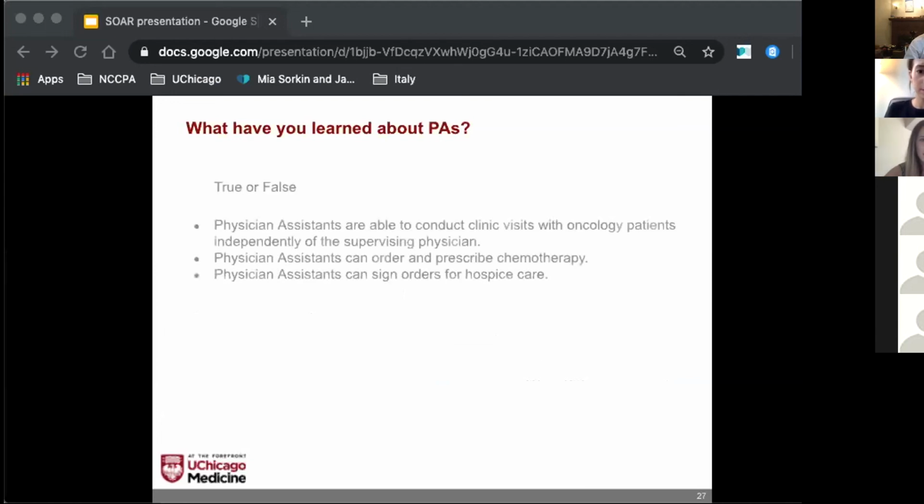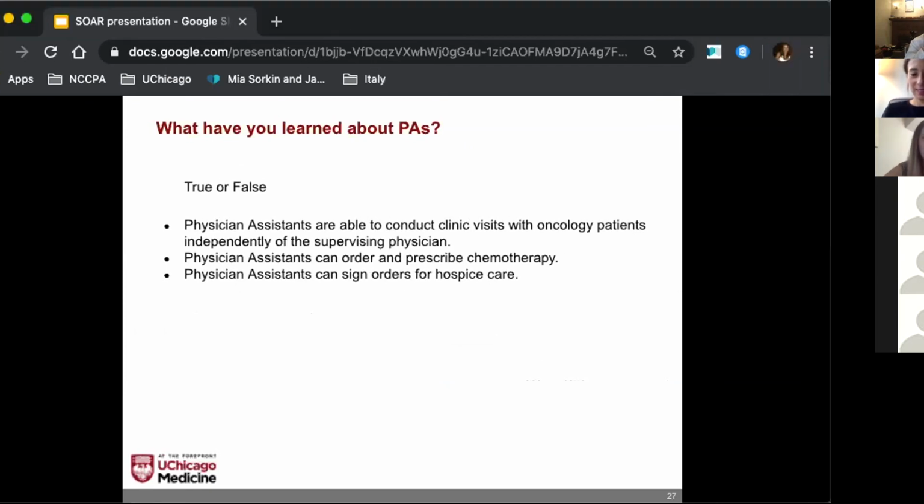I think it takes a second for these to load. There we go. The first question, certainly physicians are able to conduct visits independently of the supervising physician. I think you all got that right. We can order and prescribe chemotherapy, though there can be some institutional or physician preference limitations to that. I think you guys all got that right. And then hopefully you heard through the presentation that though we can certainly refer patients to hospice care, it is a physician that has to sign those orders.